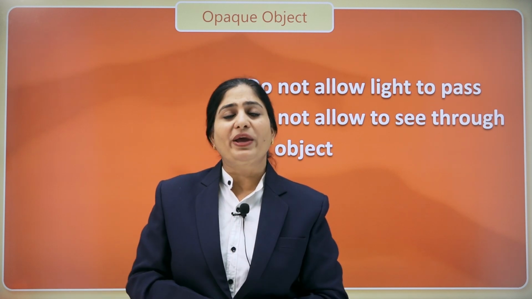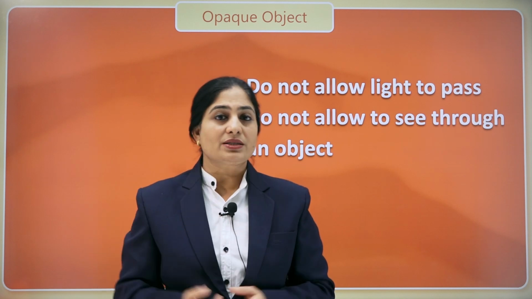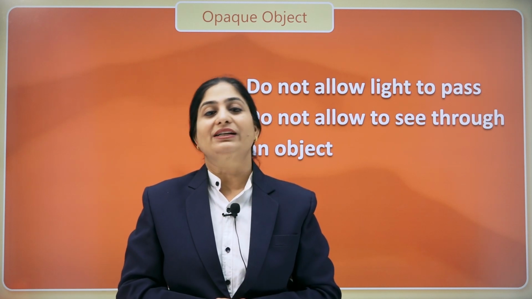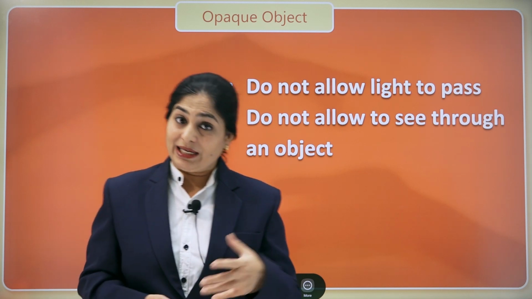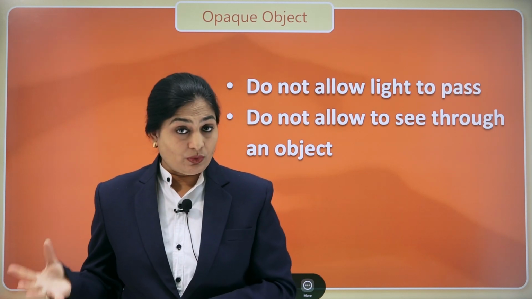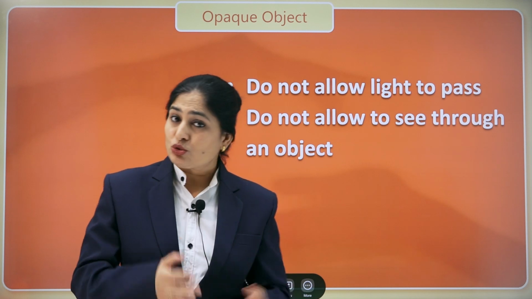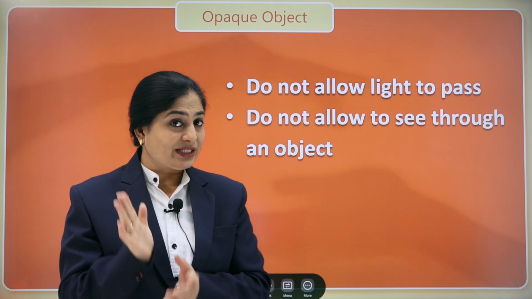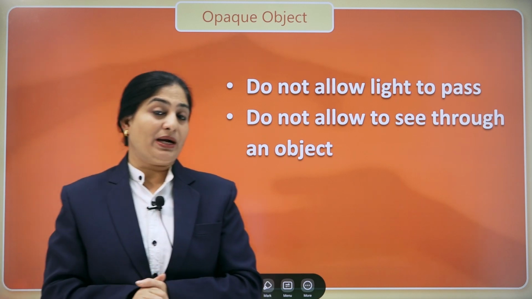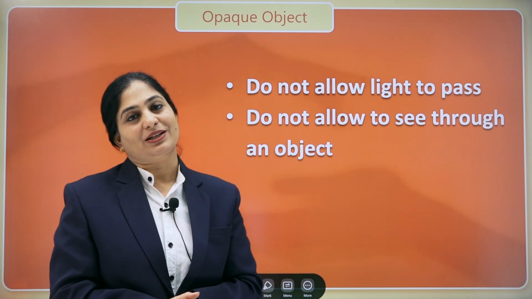So, through an opaque object we cannot see the other side because it blocks light completely. There are certain examples like wall, metal, wood. These are examples through which light cannot pass and thus they block light and we cannot see the other side of these objects.